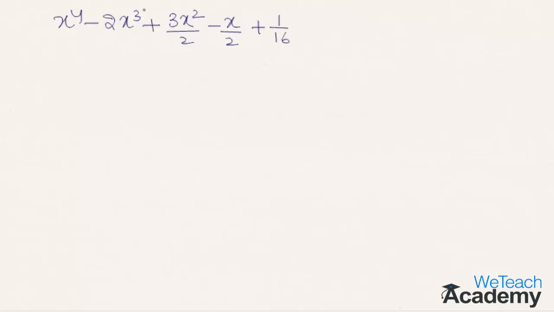So here we have all the powers of x in descending order. Now let us divide this expression. So here we have the first term as x power 4 and we know that its square root is x square. And by dividing this with x square we get x power 4. Now let us subtract this.